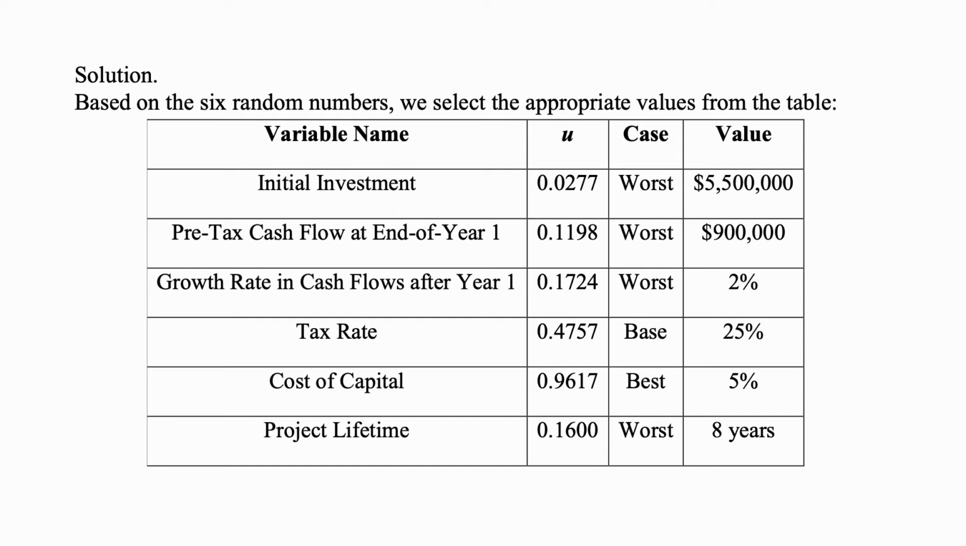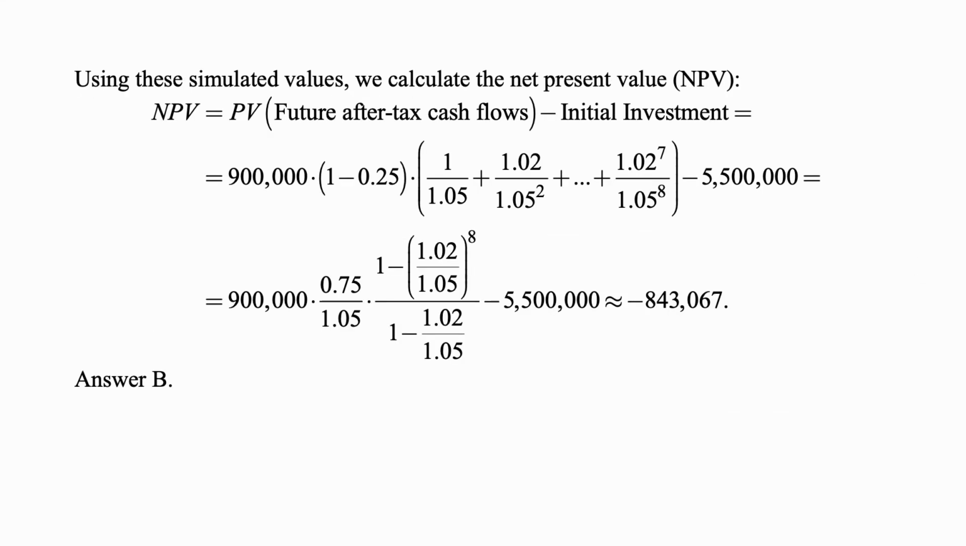For u equal to 0.4757, that's the base case, tax rate is then 25%. For u equal to 0.9617, that's the best case, more than 0.75. The cost of capital is 5%. And for u equal to 0.1600, that's the worst case, the project lifetime is 8 years. And then we use these simulated values to calculate the net present value. So it's the present value of future after-tax cash flows minus initial investment.